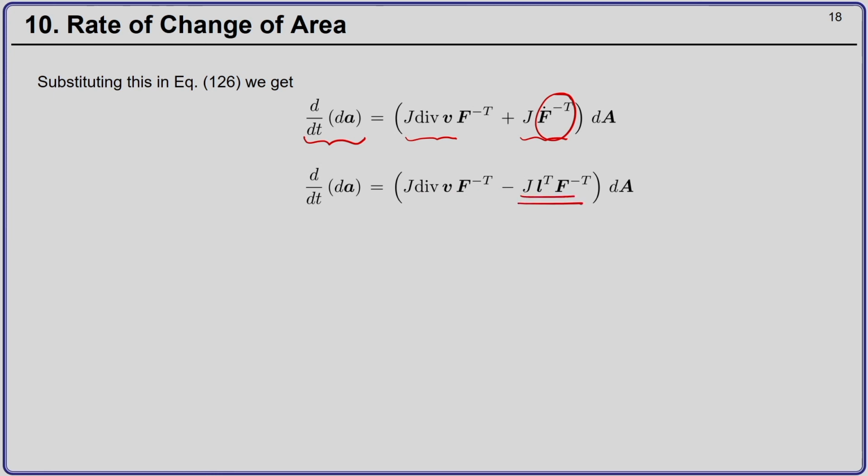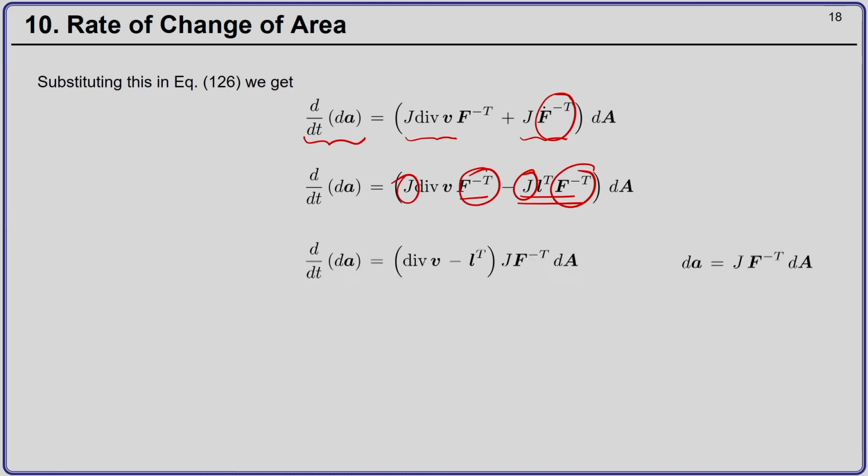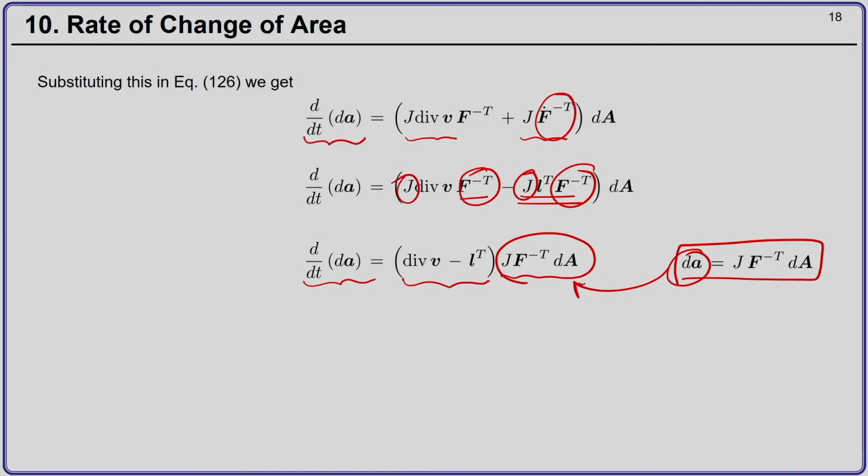Now, I can take Jacobian outside and F inverse transpose outside. So, J is common in both the expressions and F inverse transpose is common in both the expressions. So, I can take out J and F inverse transpose outside the bracket and I can write d by dt of dA as divergence of V minus L transpose J F inverse transpose dA. And what is J F inverse transpose? From Nanson's formula we know that this is nothing but the spatial area element dA. Okay. So, I can write dA here.